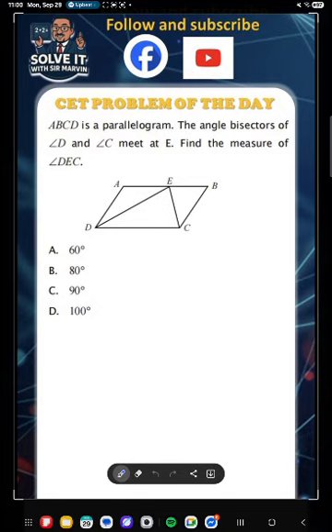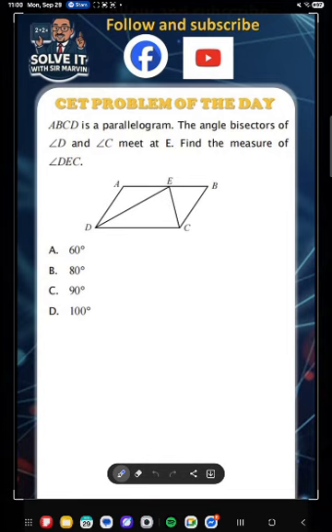Our CET problem of the day deals with parallelograms and its properties. So let's start by reading the problem. ABCD is a parallelogram. The angle bisectors of angle D and angle C meet at E. Find the measure of angle DEC.